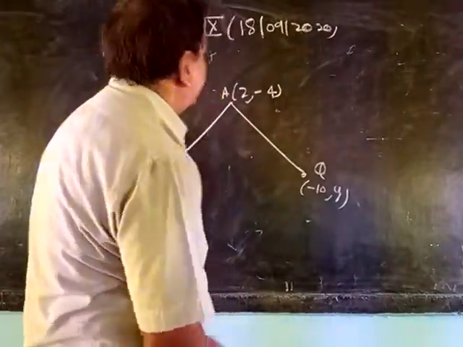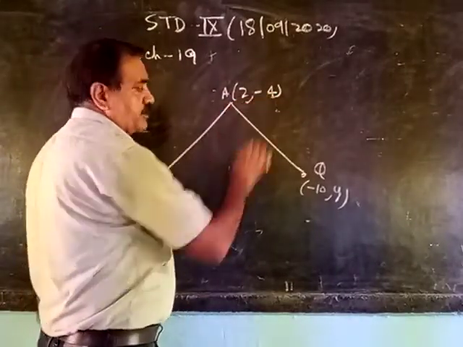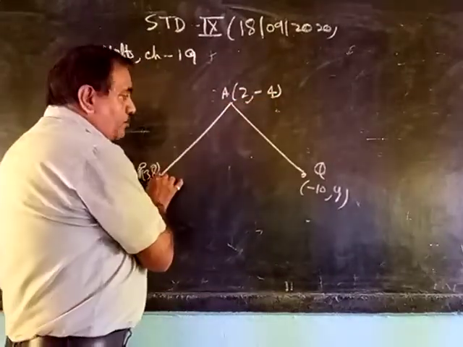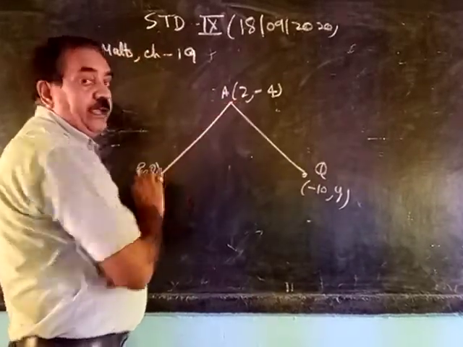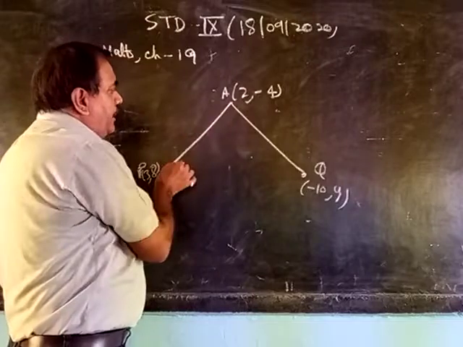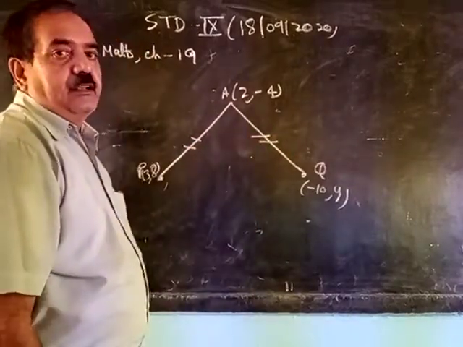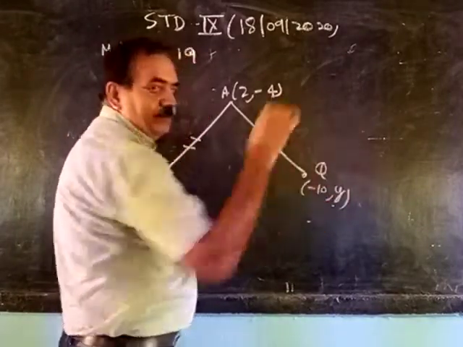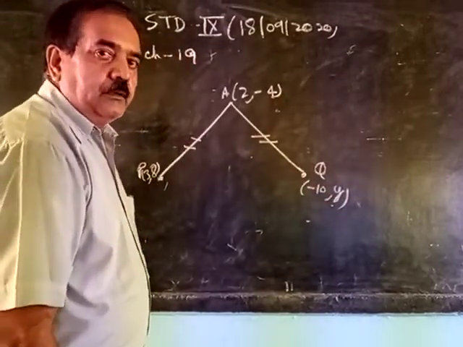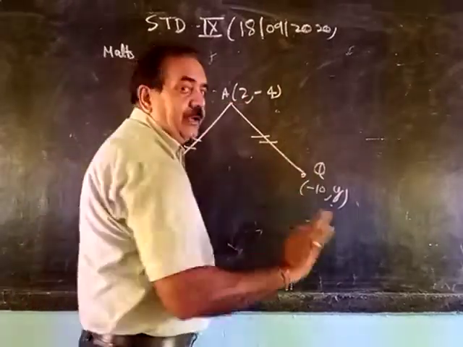See, first of all, given a point A whose coordinate is (2, -4), and another two points P and Q, which are equidistant from A, meaning PA and AQ are equal distances. Then you have to find the unknown value y. You follow? So PA and AQ are given equal distance.